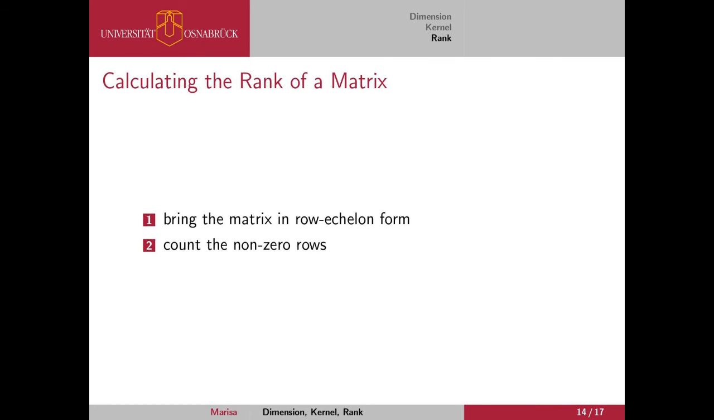Calculating the rank of a matrix is actually not that complicated. There are 2 things that you need to do. First of all, you need to bring the matrix into the row echelon form, or the reduced row echelon form. And then you simply have to count the non-zero rows that it has. This sounds quite easy, so let's practice this in an example.